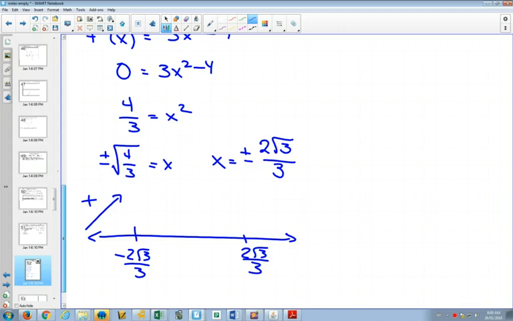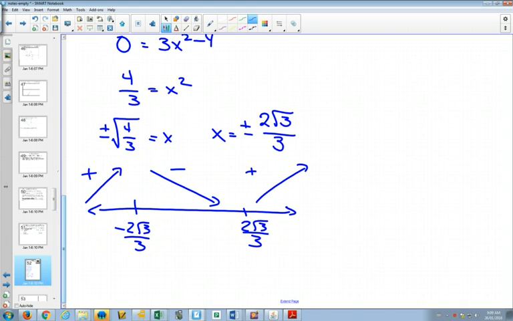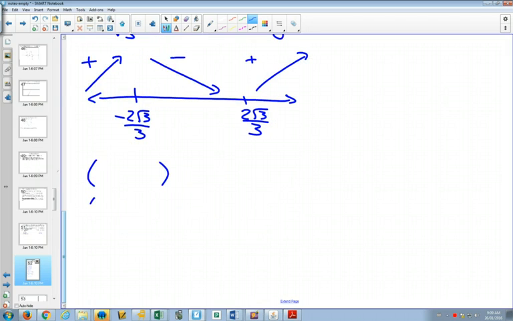And maybe if you know some stuff about x cubed graphs already from last year, you would have known that as well, even before we started this. Then a value between these two, I would probably choose 0. Plugging in 0 gives me negative 4, so then it's going down. And then choosing a value larger than 2 root 3 over 3, like positive 10, will mean my function is increasing again. So now I know that at negative 2 root 3 over 3, I have a local maximum. And at positive 2 root 3 over 3, I have a local minimum. So since I know that already, I'm going to write my points down.